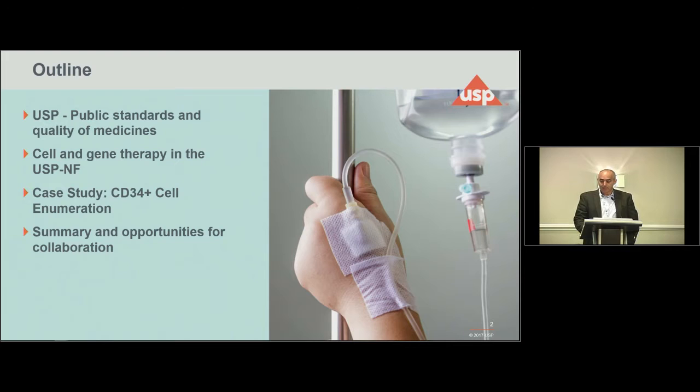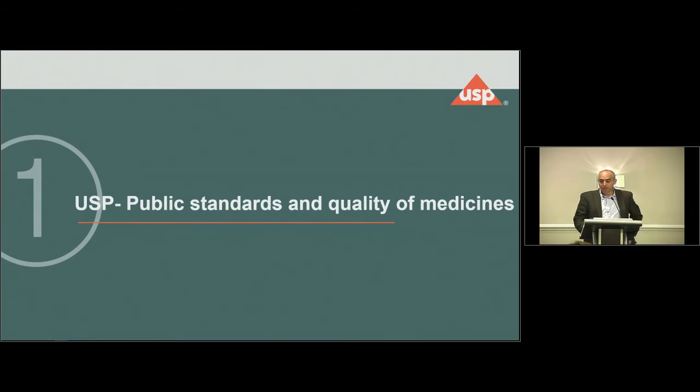Recognizing that this is probably the first time we give a presentation at ASGCT, and not knowing really the level of understanding of USP, I'll spend the first few minutes on providing an overview on how compendial public standards evolved over time, and then talk about some of the standard setting activities in the cell and gene therapy areas, and maybe take some time on a case study for how we developed a standard to measure CD34 positive cells, and then share with you some of the upcoming work, the future direction of where we're going.